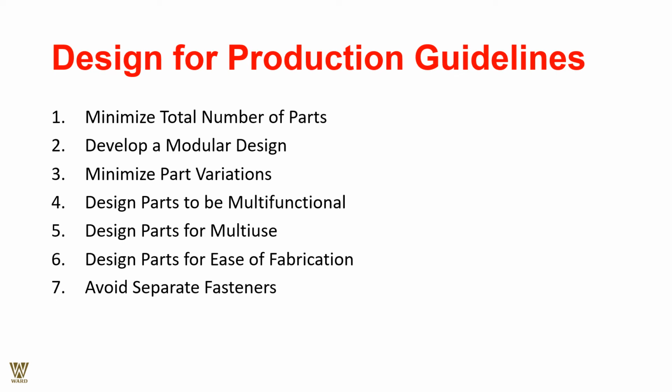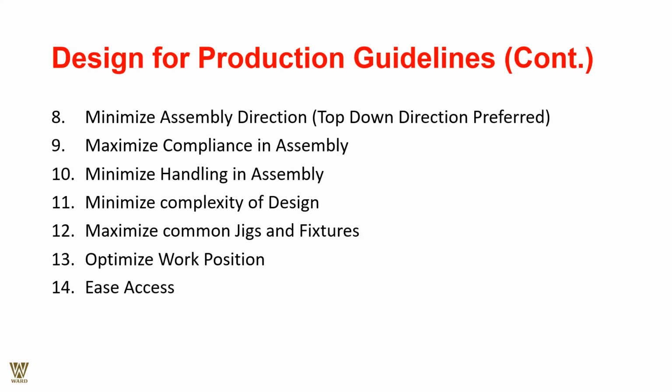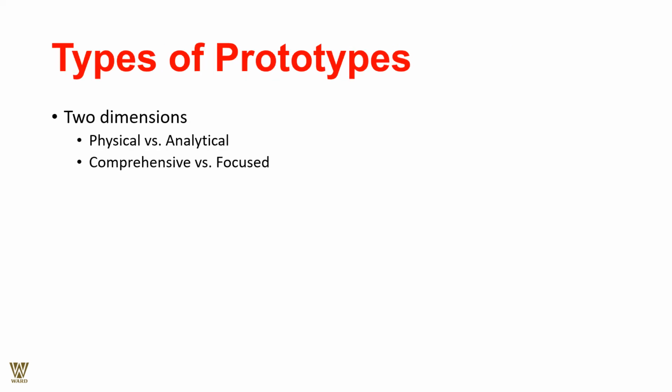Minimize part variation, design parts to be multifunctional, design parts for multi-use, design parts for ease of fabrication, and avoid, I repeat, avoid separate fasteners. Similar guidelines continue: minimize the assembly directions. Top-down direction is preferred. Maximize compliance in assembly. Minimum handling in assembly. Minimize complexity of design. Maximize common jigs and fixtures. Optimize work position and ease of access as the case might be.